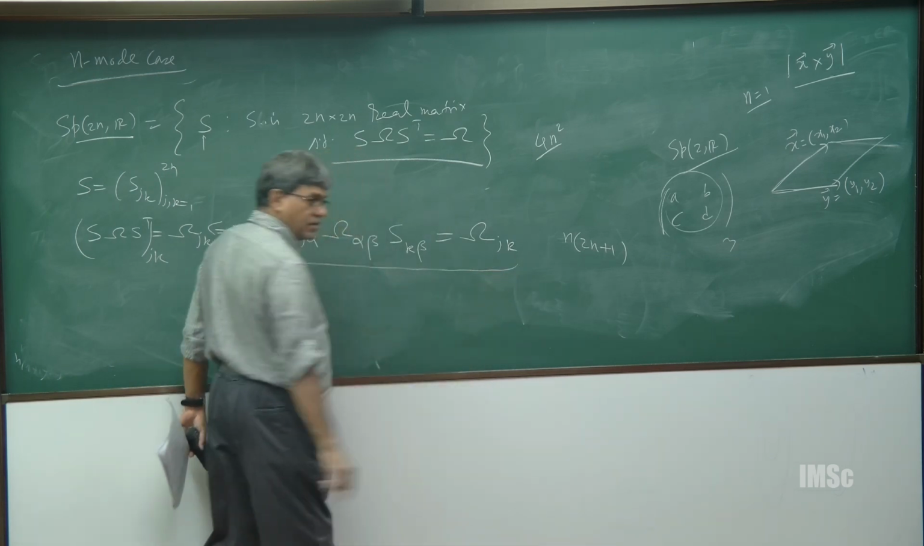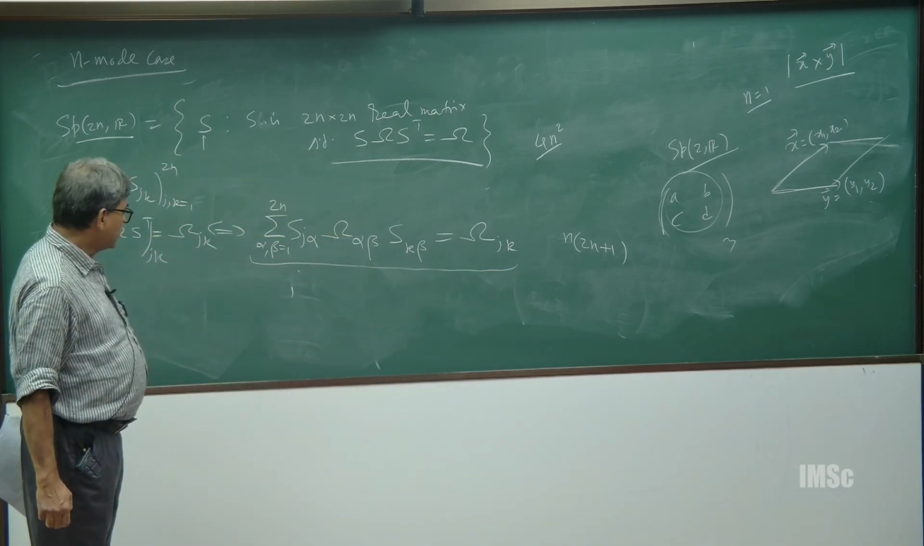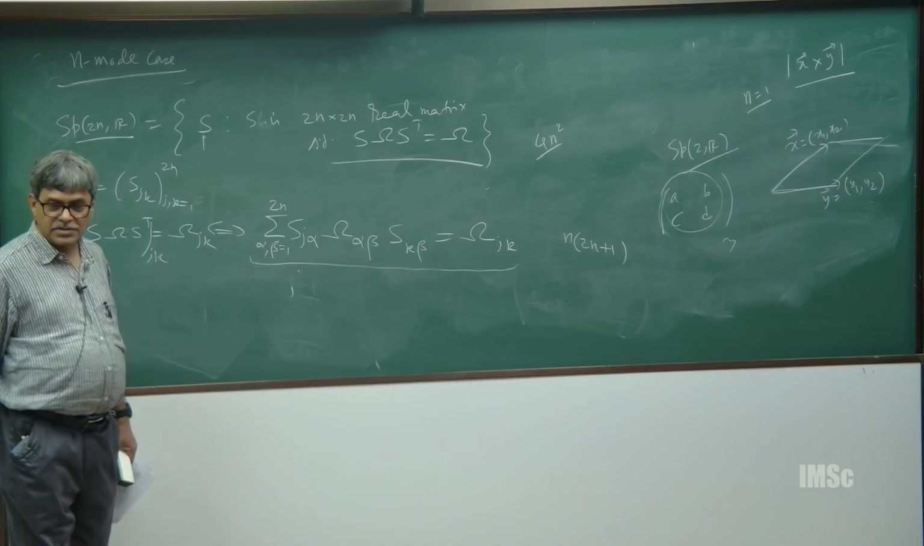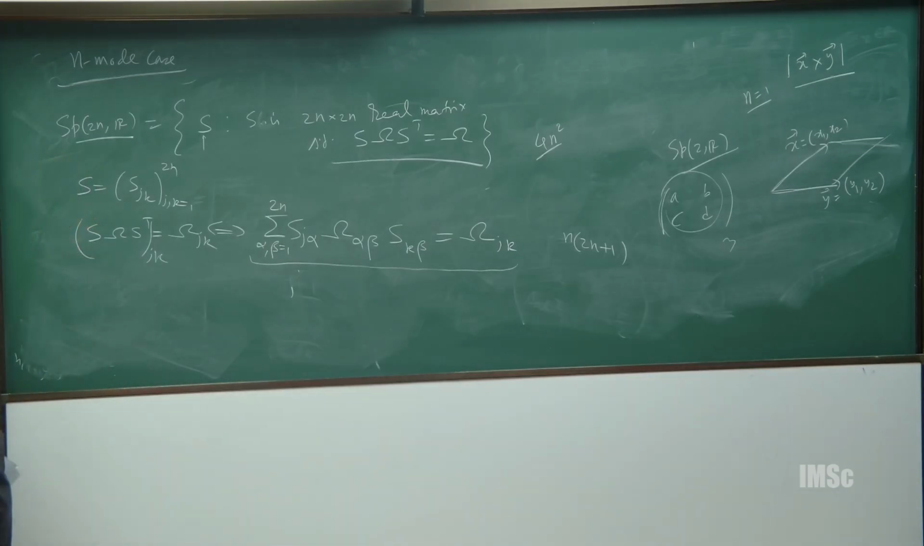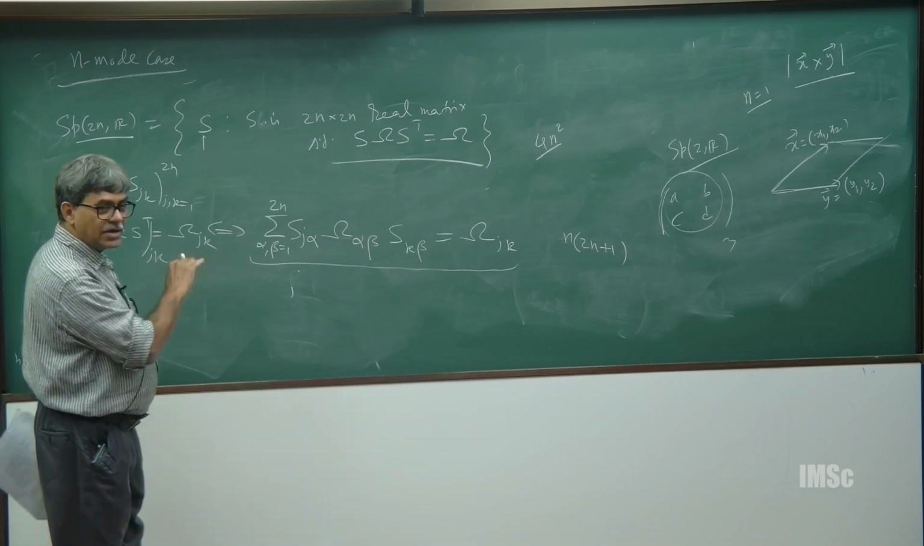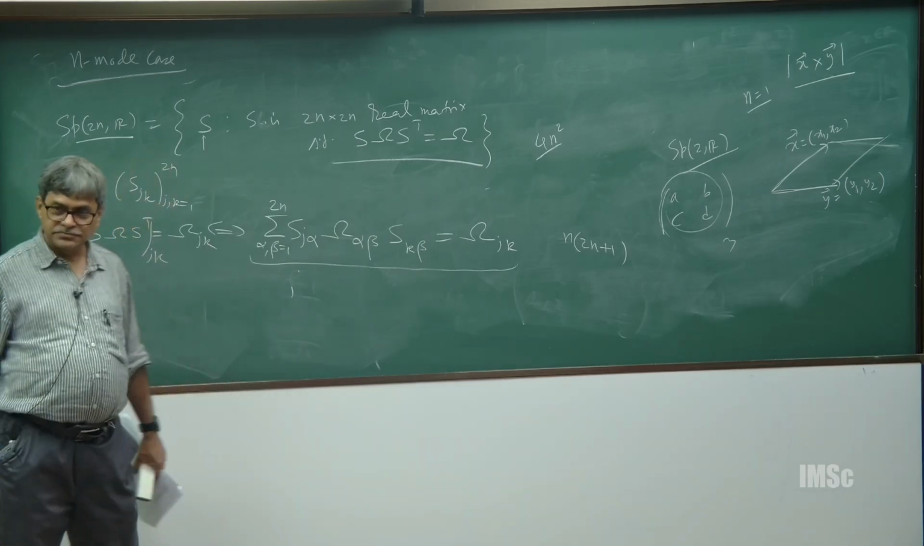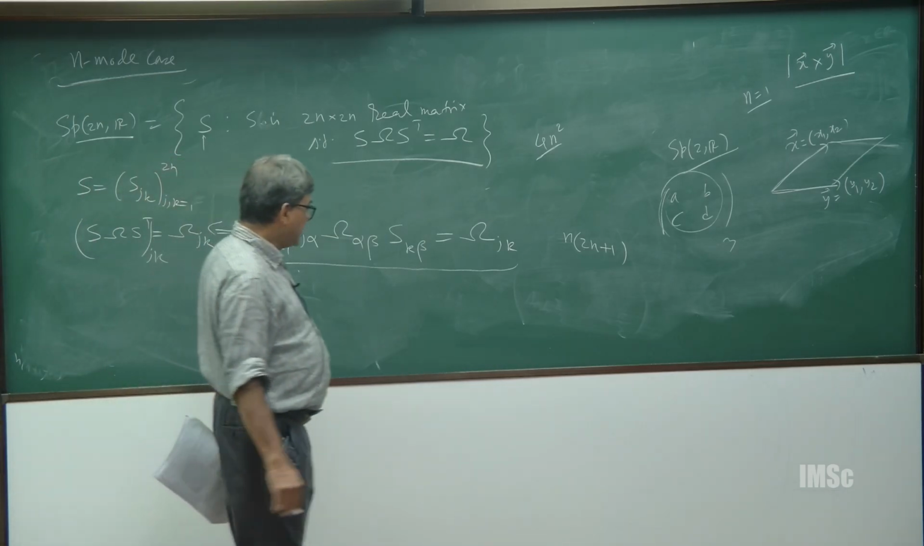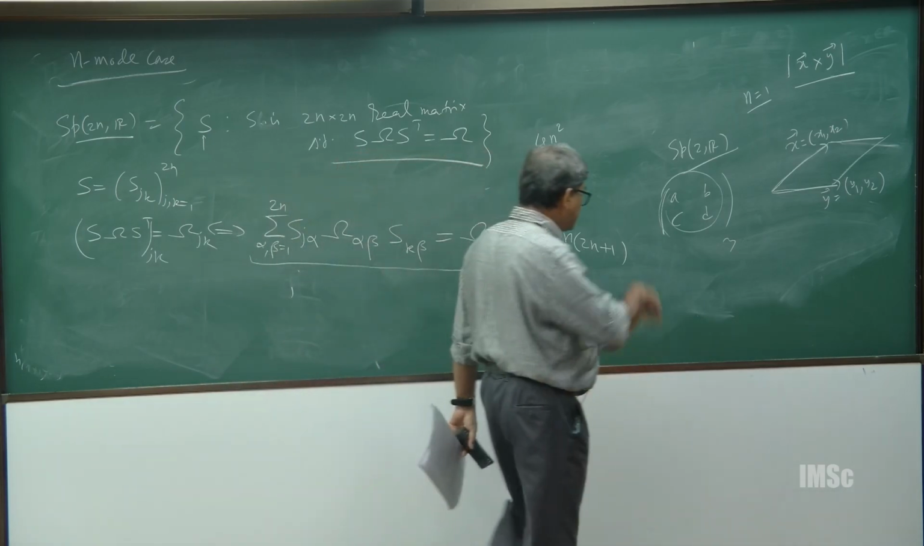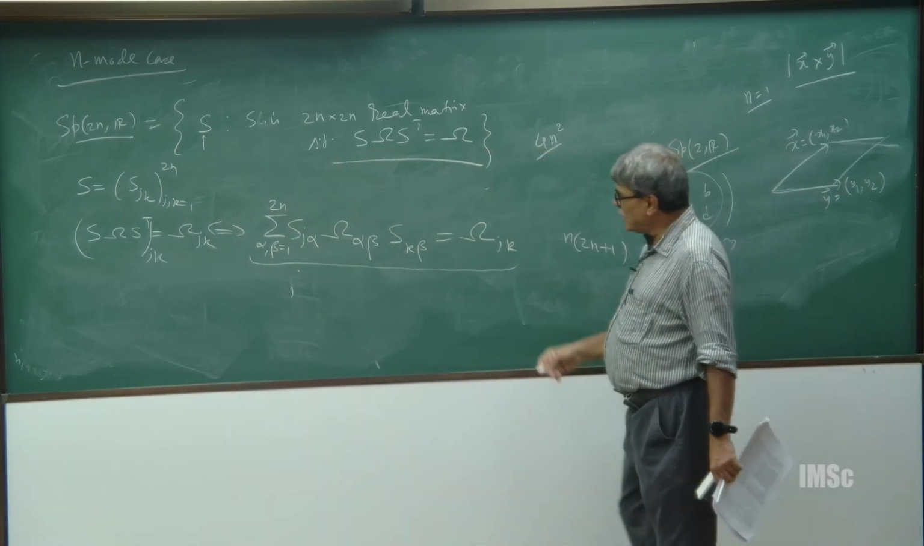So how many constraints does this put? Then we can subtract it from the total, which is 4n squared. So you can subtract these constraints from there. How many independent conditions are there? That is what one should figure out, considering the symmetries of omega, the definition of omega. This one can count here.